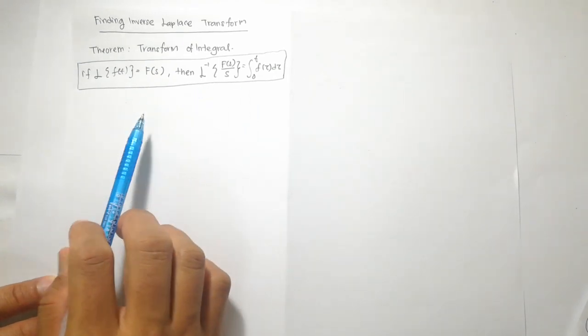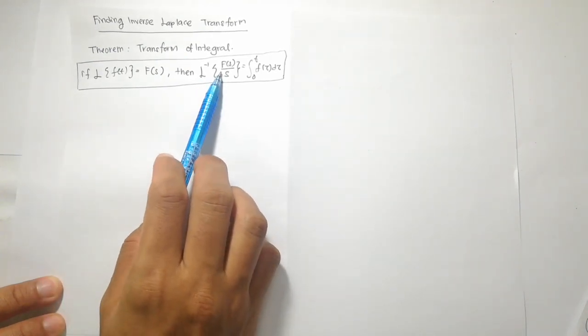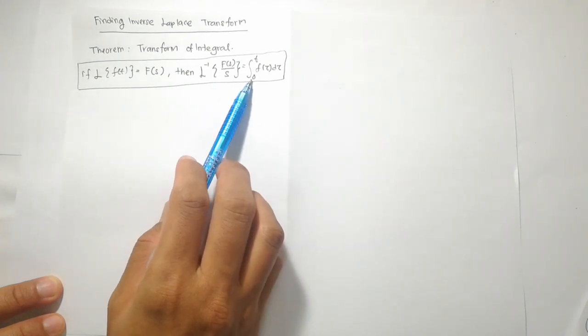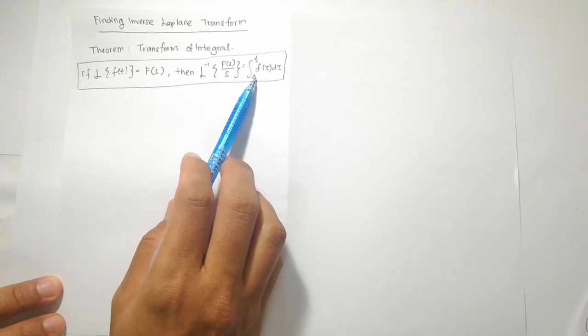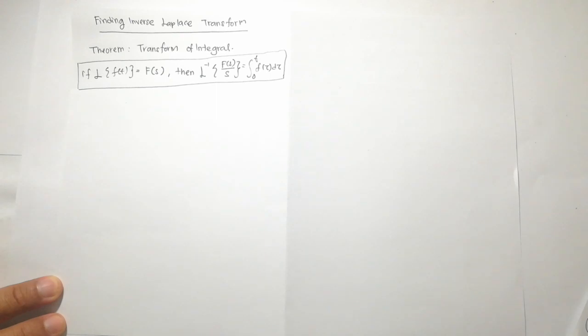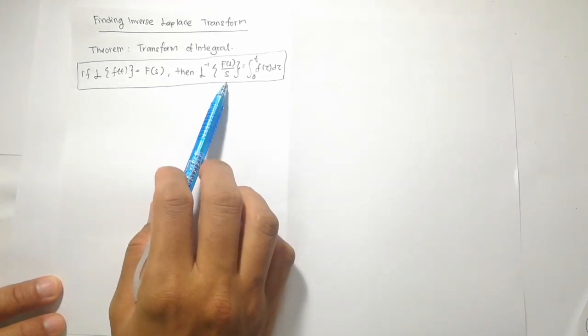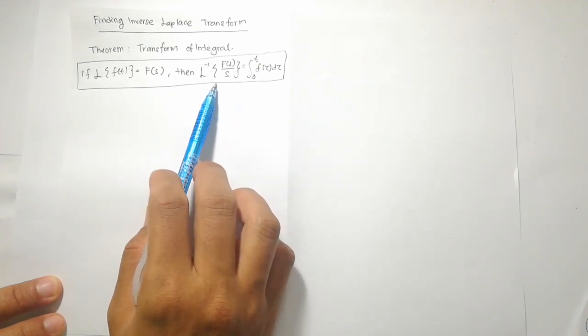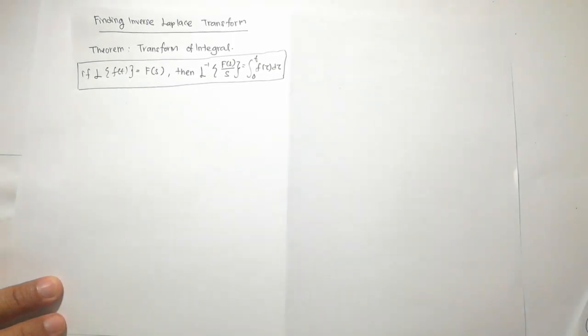Okay, so it's very simple. If you have any function, for example over here we have F(s), and then we divide it with s in s domain, what happens in time domain is that we will do integration of the function. Or we can say that if we do integration in time domain, we will have division with s in s domain. So let's do a few examples on how we can use the theorem of transform of integral, so that we can do inverse Laplace transform of any function in s domain into time domain.